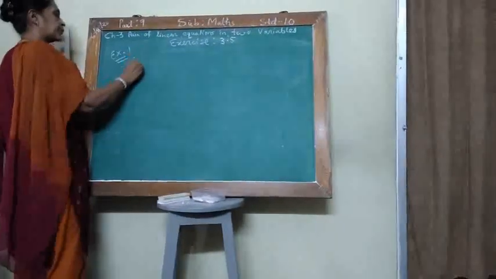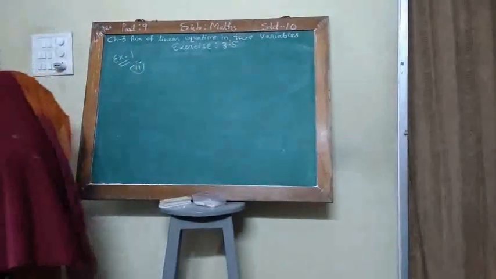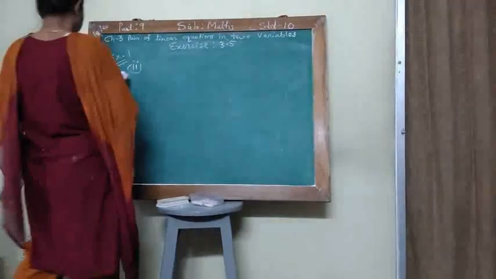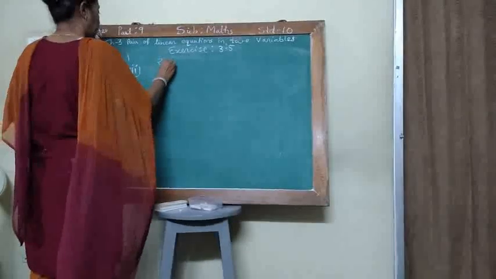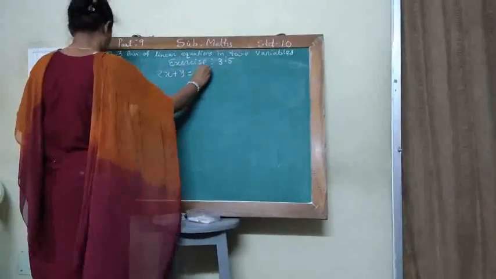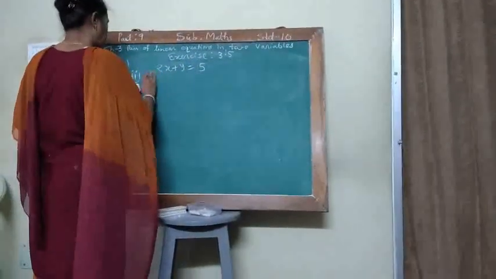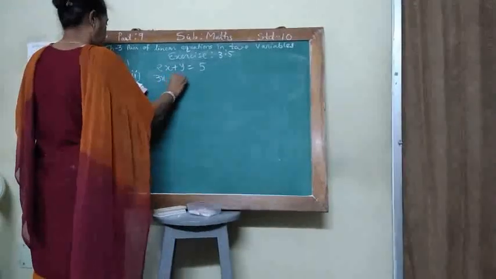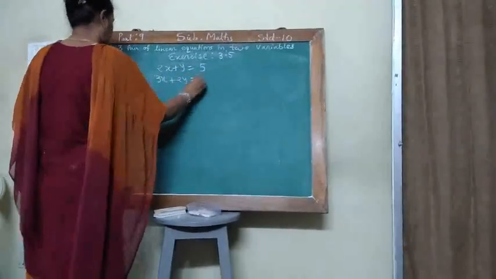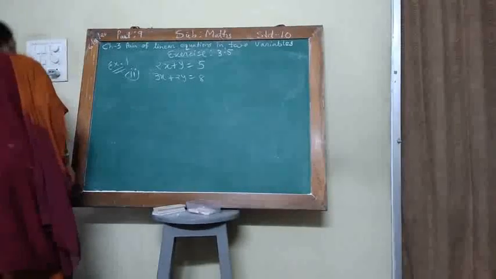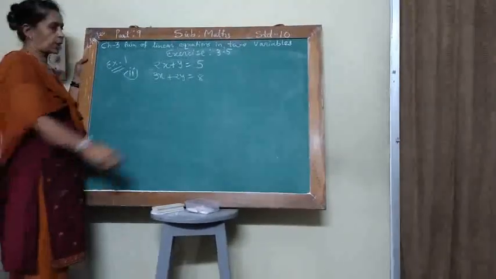Okay. Let us see in second what happened. 2x plus y is equal to 5. 3x plus 2y is equal to 8. So here I want to say one important thing.